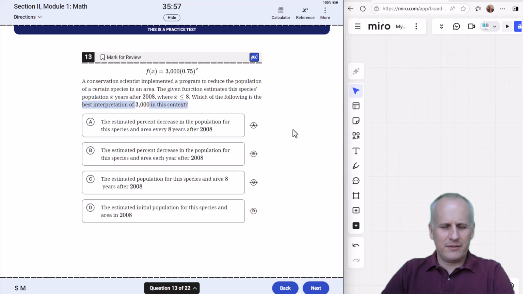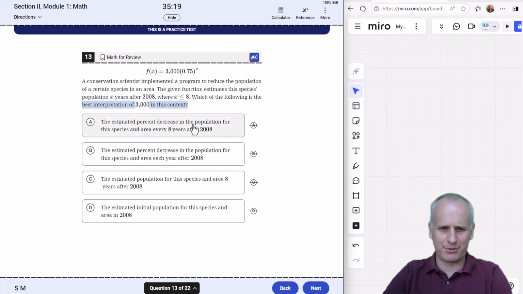We've got this function of x that says 3,000 times 0.75 to the x power is going to be the estimate of the species population x years after 2008, where x is less than or equal to 8. Okay, so the 3,000, because if x is equal to 0 years, well, then 0.75 is raised to the 0 power. Anything raised to the 0 power is just 1. So at 0 years, we have 3,000 of whatever this certain species is. So we should have that mental idea before we go to the answer choices.